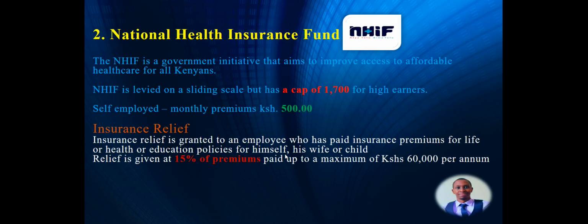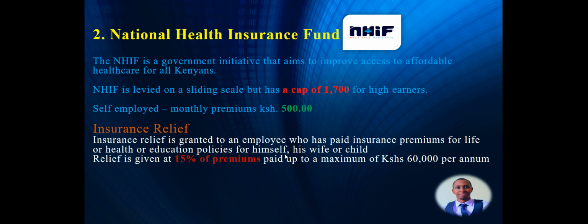Well, the second component of the statutory deductions is the National Health Insurance Fund. This is an initiative that aims to improve access to affordable healthcare for Kenyans. And it is capped currently at 1,700 Kenya shillings per month for high earners. Remember also, if you're not in formal employment, you are also supposed to contribute monthly premiums towards this scheme of Kenya shillings 500 every month.